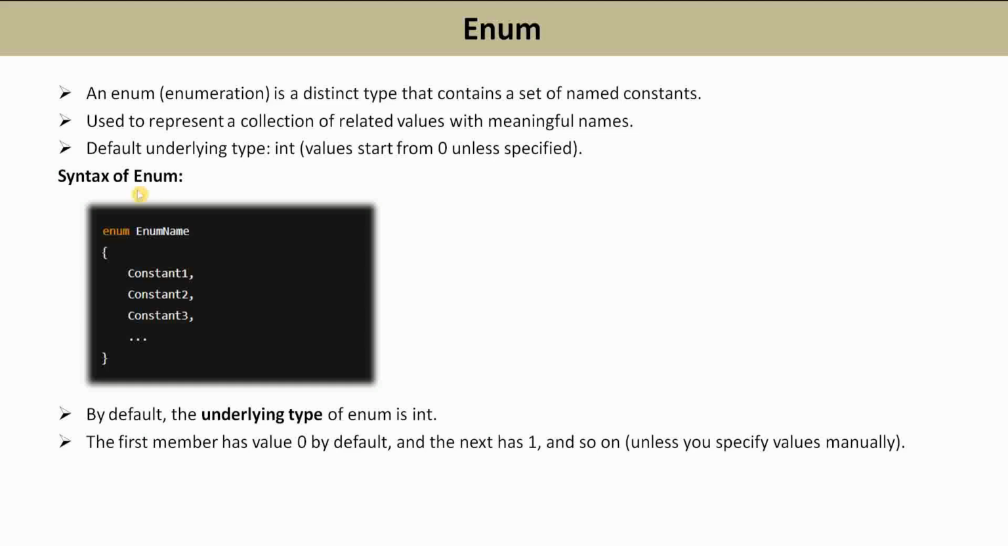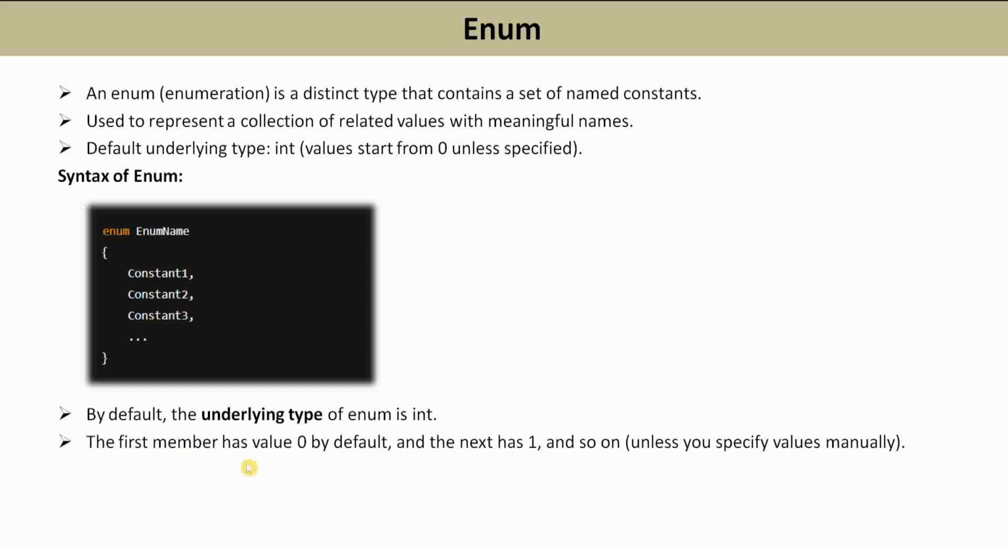So here we have the syntax of enum. Suppose we have an enum table and we provide 3 constants. Here we do not provide any value, so it starts from 0: 0, 1, 2. Like that, it will increment according to the constants. By default, the underlying type of enum is int. As I already told you, its default type is integer.